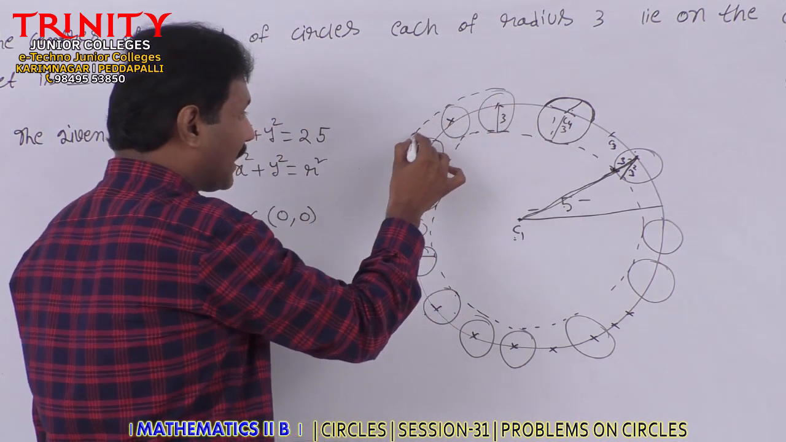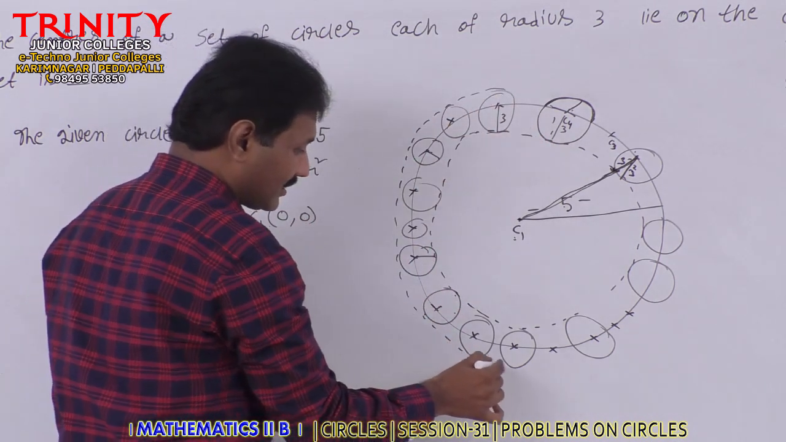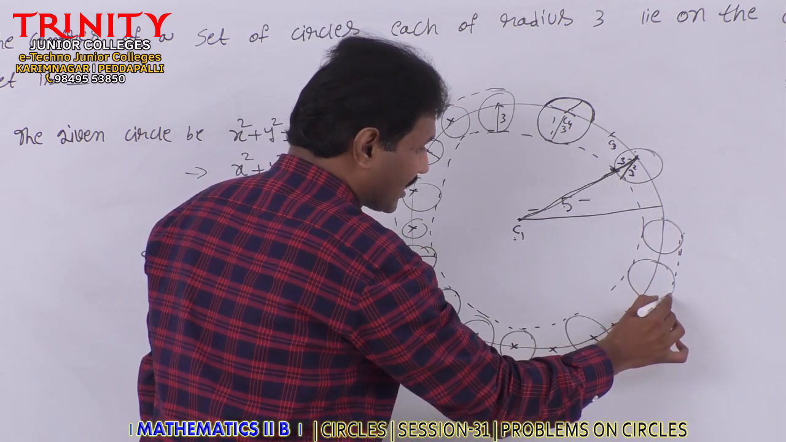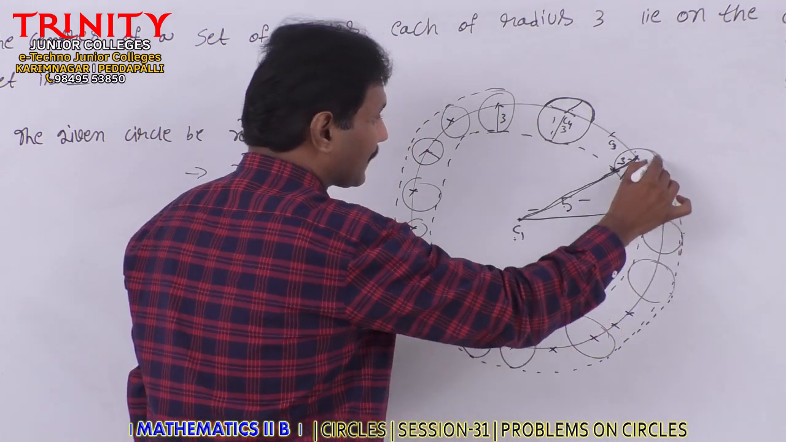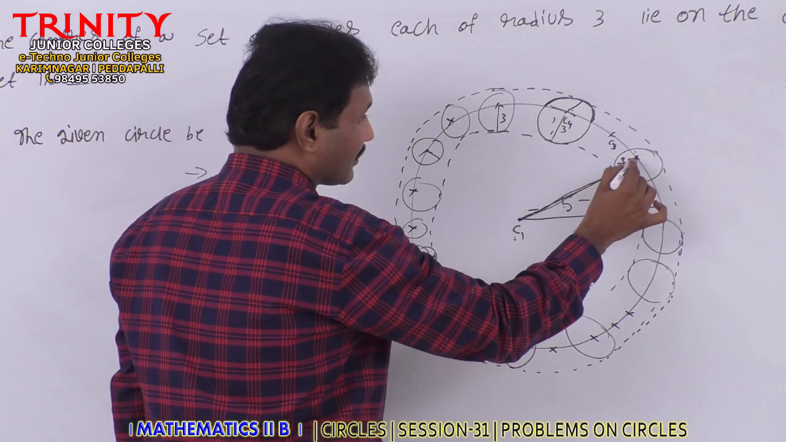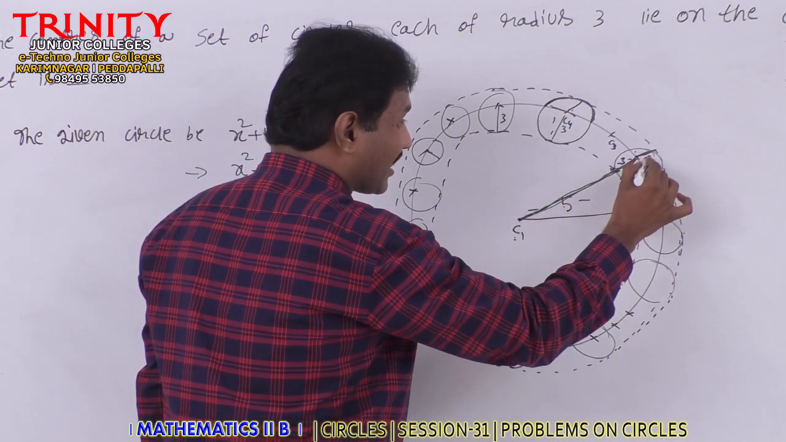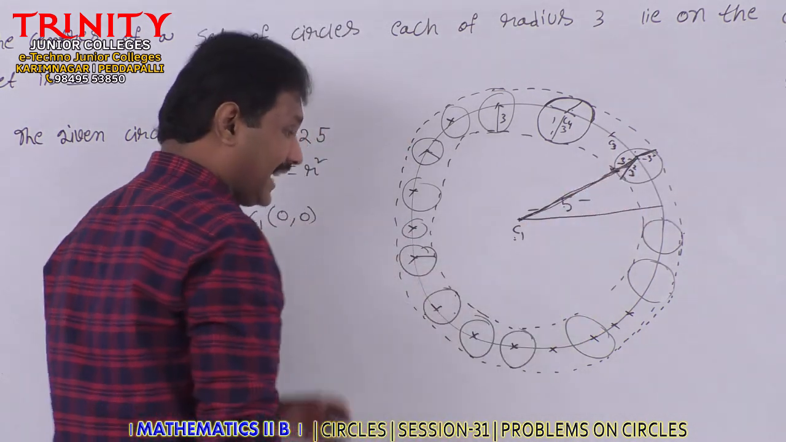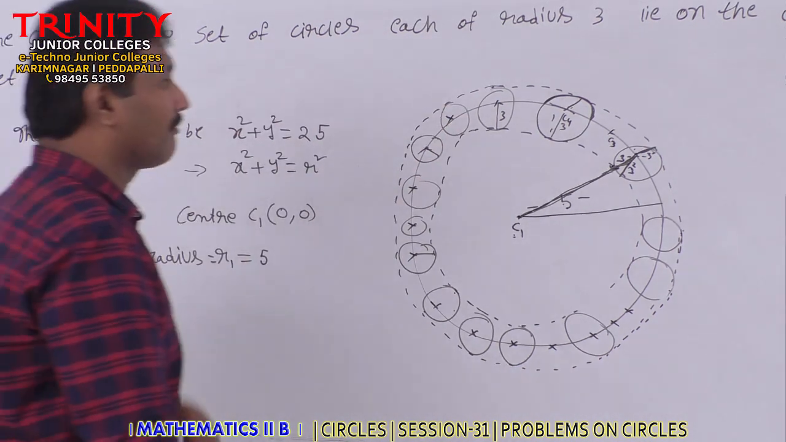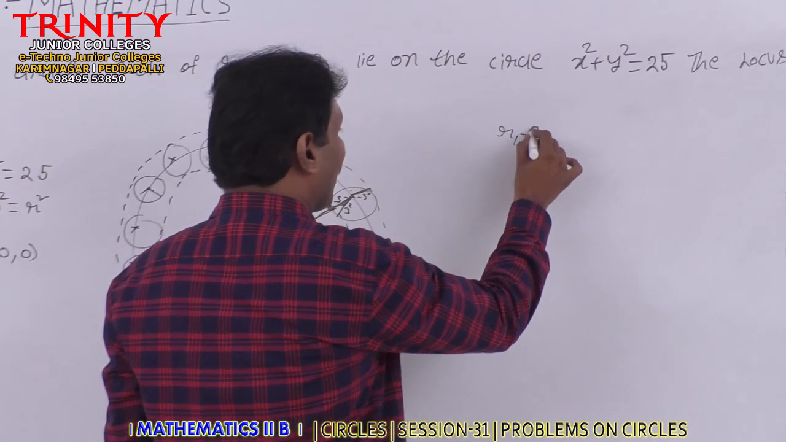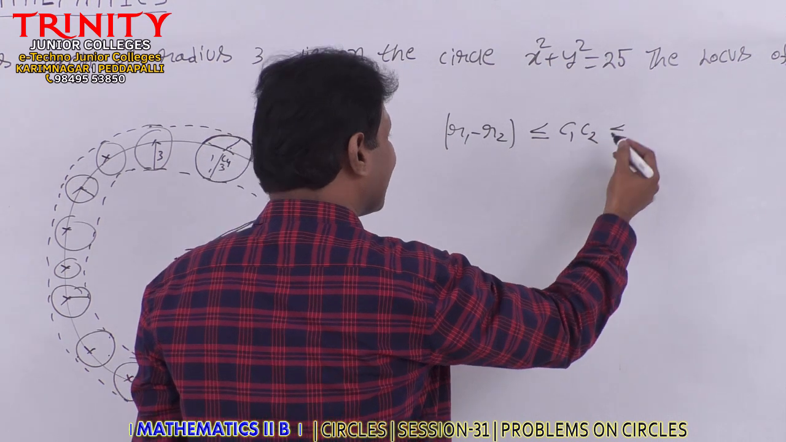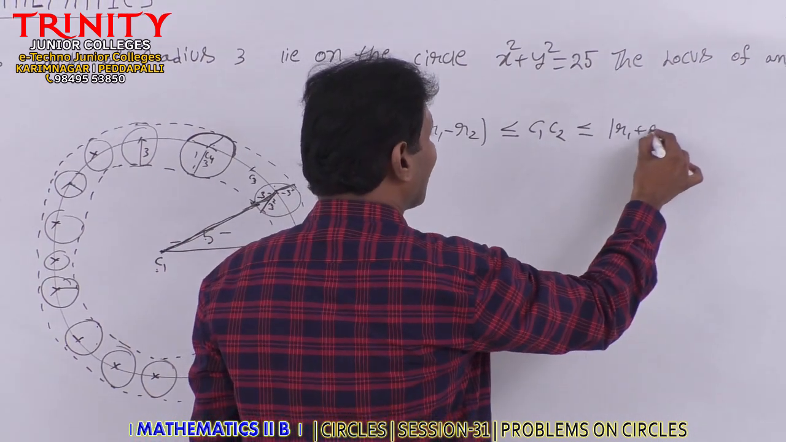Suppose the point lies outside; this is the largest circle. This is the locus of the largest circle. Here the distance is 5 and additionally the radius of that circle is 3, so 5 plus 3 is 8. Actually, the formula for the locus of any point on the set is: modulus of R1 minus R2 less than or equal to C1C2 less than or equal to modulus of R1 plus R2.